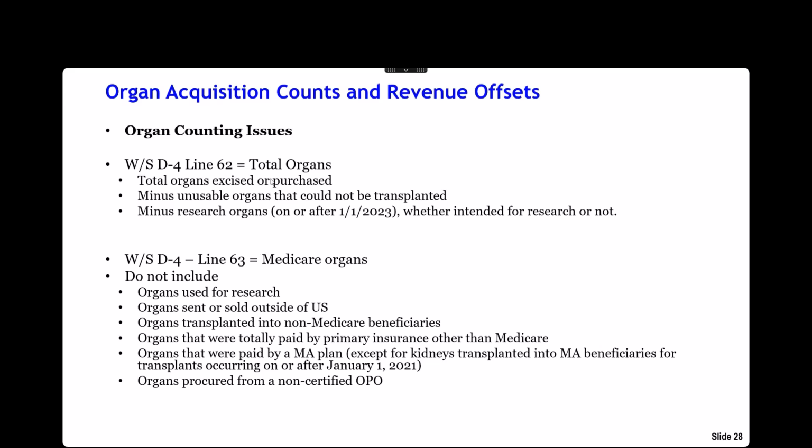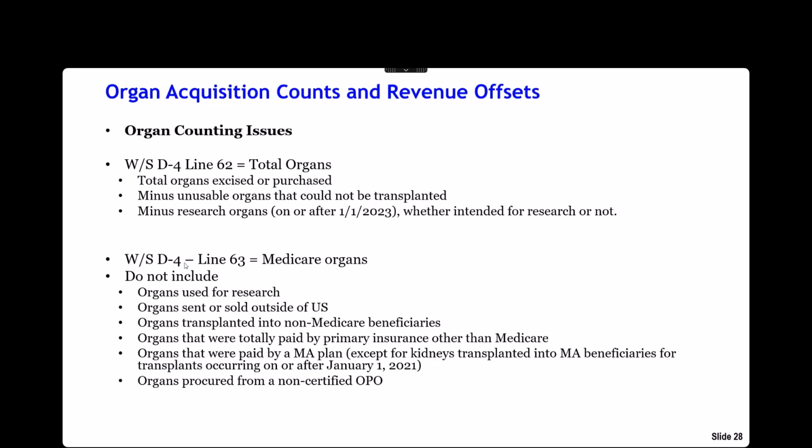But there are a few rules that have changed over the years regarding how to count this. So for total organs, if you look at the cost reporting instructions, it is total organs that are excised or purchased, minus unusable organs that couldn't be transplanted, minus research organs after 1/1/23, regardless of whether they were intended for research initially or not. That was a change that was made at that time. That was a clarification, and I believe that was in the Federal Register when they came out with that. So that's the total organ count. That's basically the denominator of the fraction.